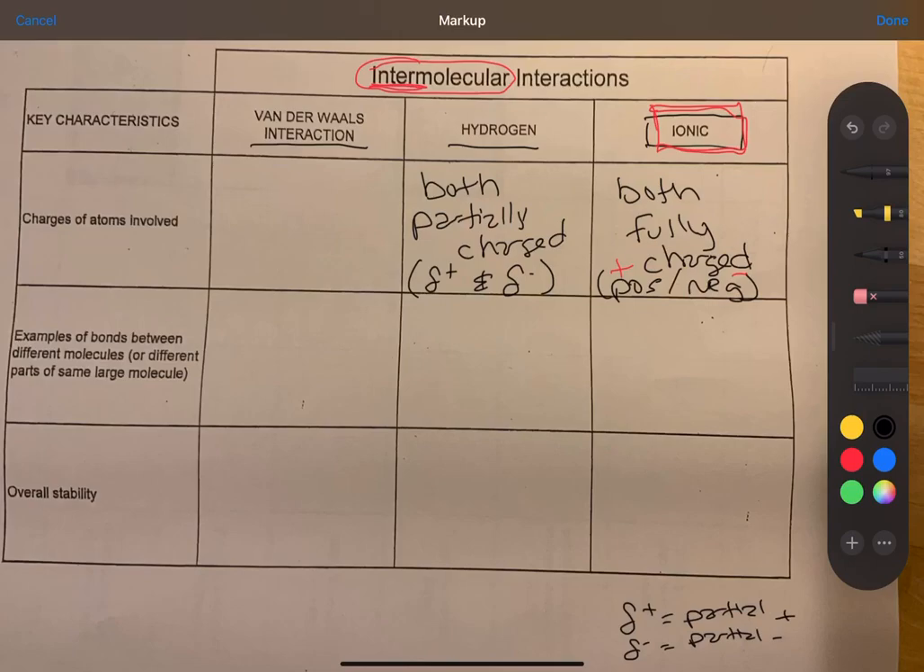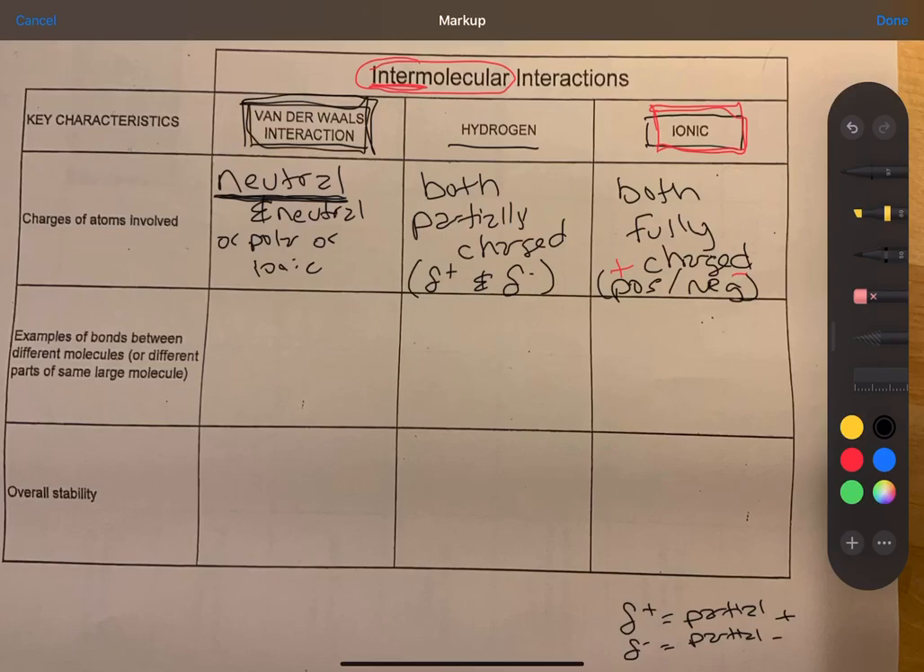And then van der Waals interactions. So if we've already covered the bases of fully charged and partially charged, then what's left? Neutral. Yeah, so in a van der Waals interaction, one atom is neutral, and the other is either neutral or polar or ionic. So if one of the atoms involved in an intermolecular interaction is neutral, then van der Waals is going to be the way it's interacting with its neighbor.